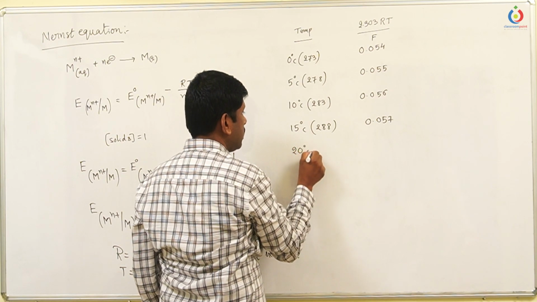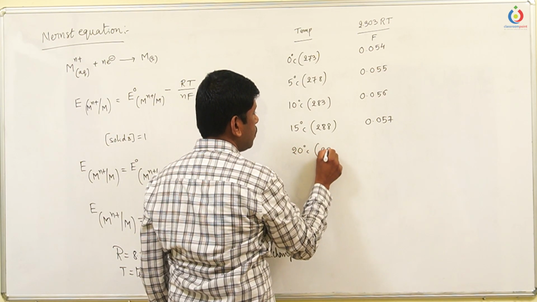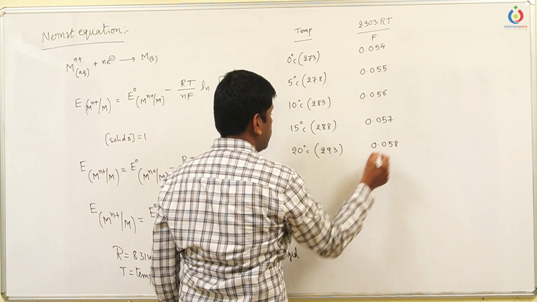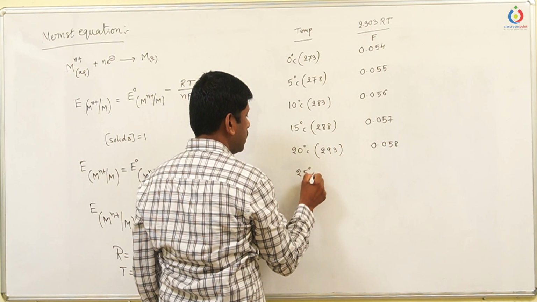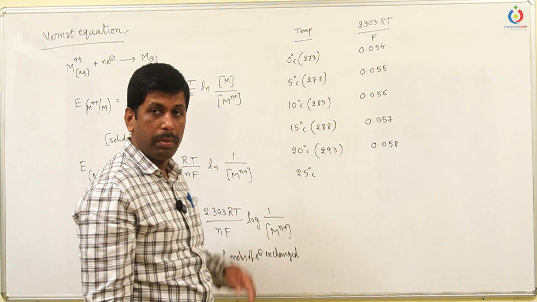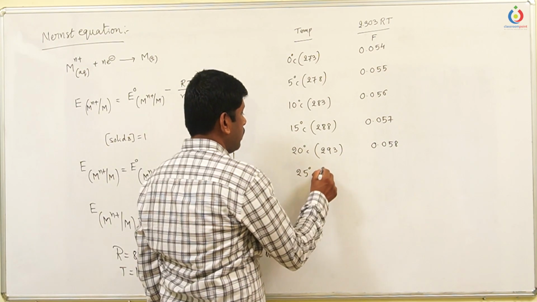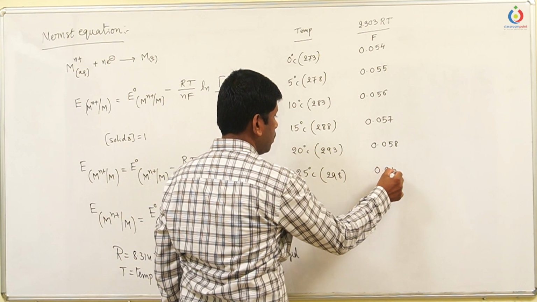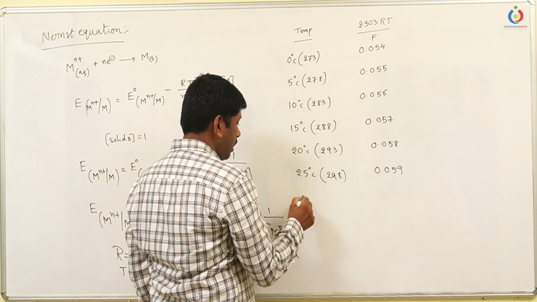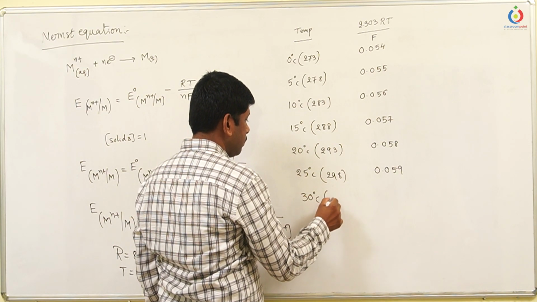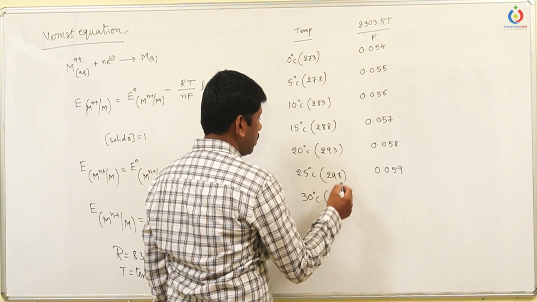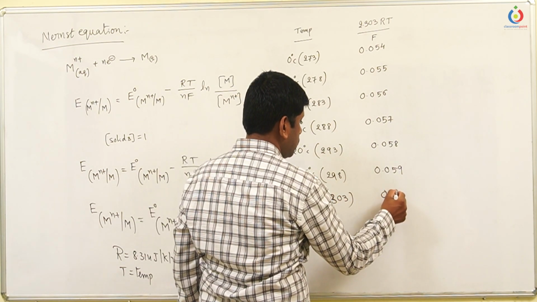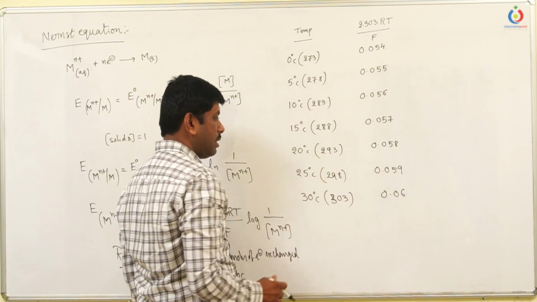If you take 20 degrees centigrade, that is 293 kelvins, the value is 0.058. If you take 25 degrees centigrade, which we consider the room temperature, that is 298 kelvins, the value is 0.059. And you can take 30 degrees centigrade also, that is 303 kelvins, and the value is 0.06. So there is not much difference.